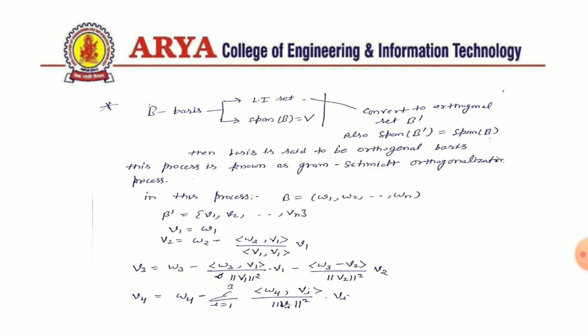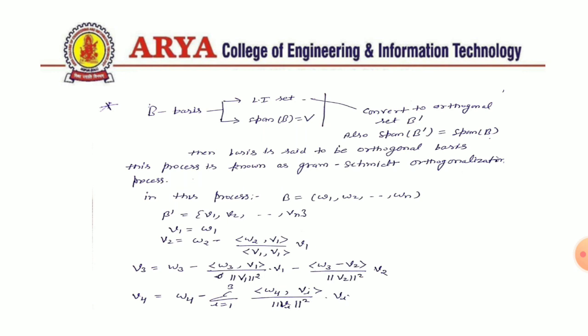Let us suppose that B is a basis. Earlier we studied that the vectors of a basis are linearly independent. Also V equals span of B. We know these things. Now first of all we convert B to an orthogonal set B dash. Also span of B dash equals span of B. We have to prove these two things. Then the basis is said to be an orthogonal basis.